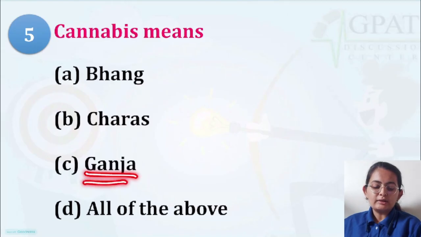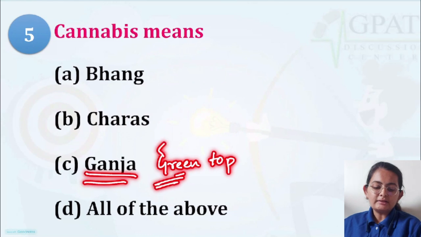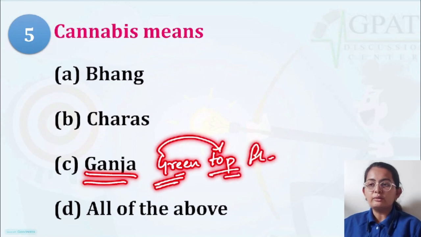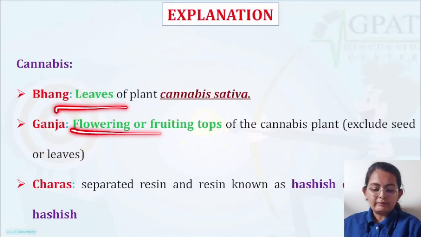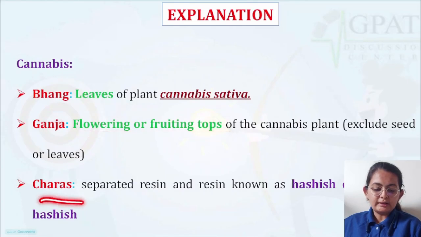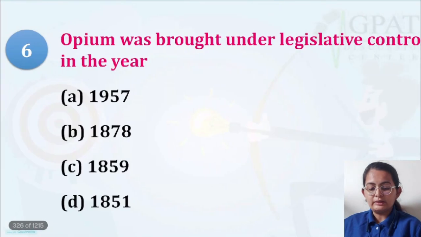And for ganja, you can remember green top. Just remember it as green top. So ganja is nothing but the flowering and fruiting tops of the cannabis plant. All of this will be a correct answer: leaves, flowering, fruiting tops. And charas is the hashish. Charas is also known as hashish oil or liquid hashish. Do remember this particular thing.